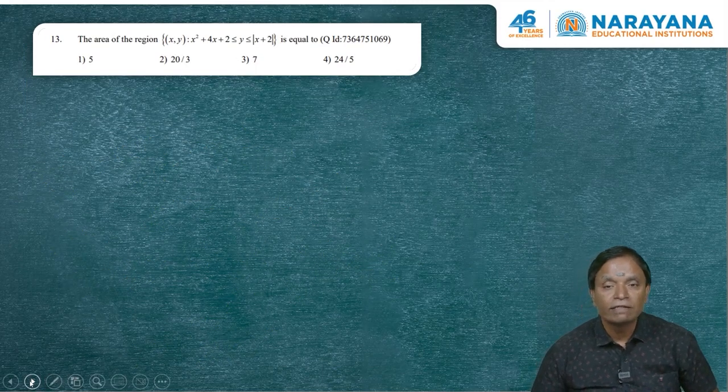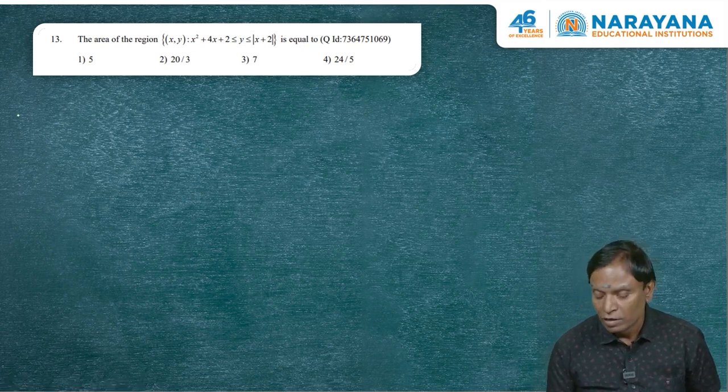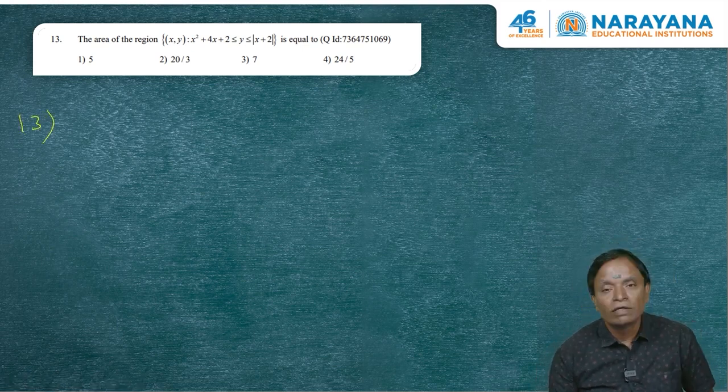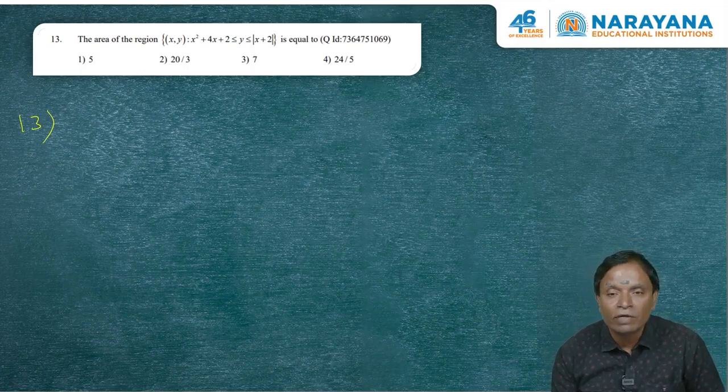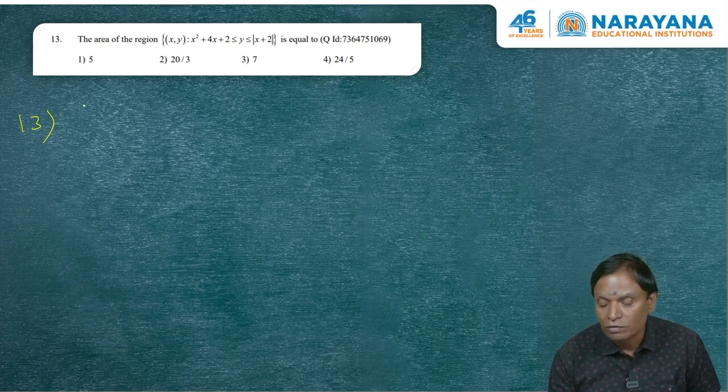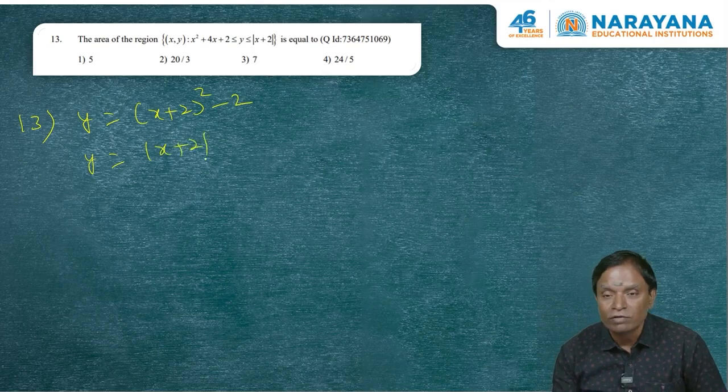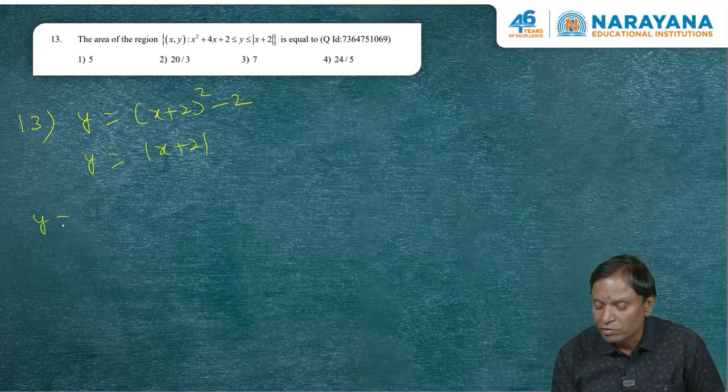Area of the region. Now the area of the region given by x square plus 4x plus 2 is less than or equal to y, which is less than or equal to mod of (x + 2). You can clearly observe, if I take y equal to x square plus 4x plus 2, this is nothing but (x + 2) whole square minus 2. Now the second curve is y equal to modulus of (x + 2). Since it is translated, replace x + 2 with x, and the given equations reduce to y equal to x square minus 2 and y equal to mod x.